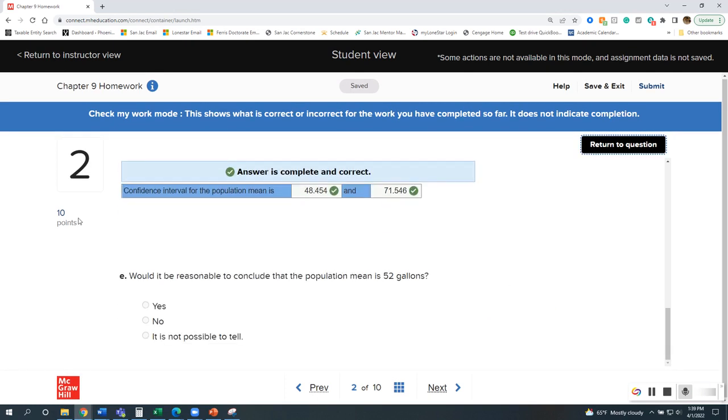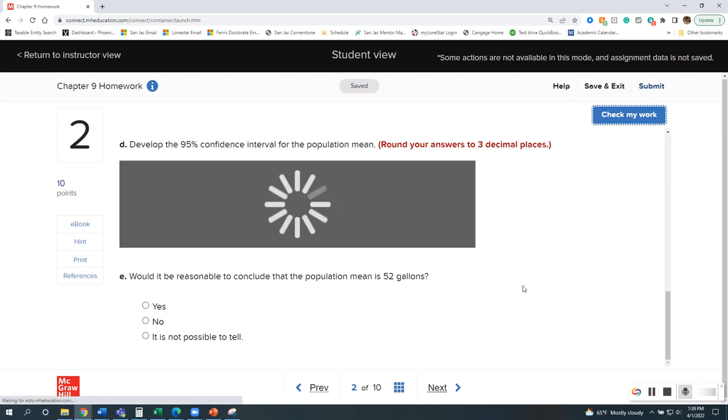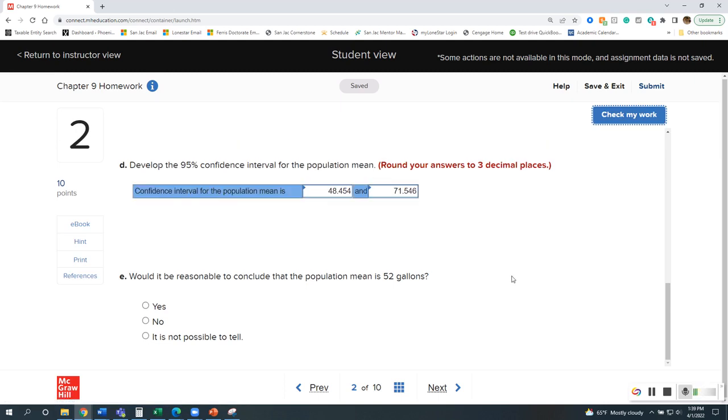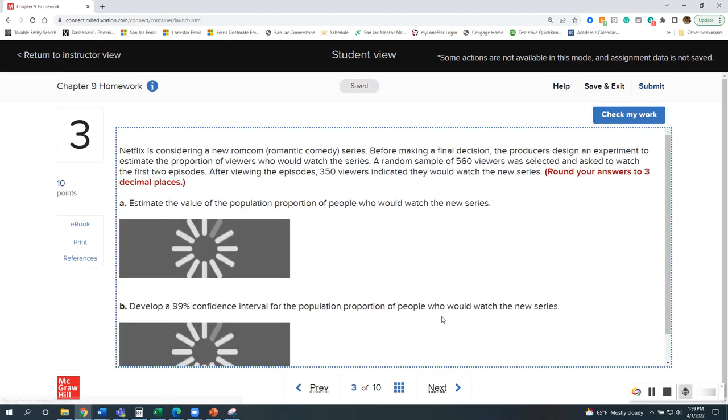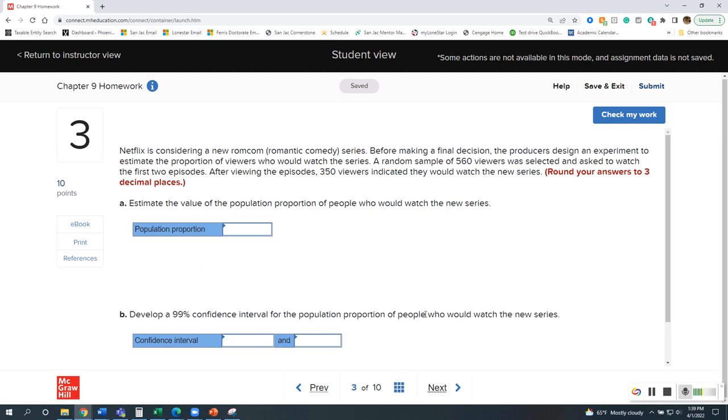And then it's going to ask you the question, is it reasonable that the population mean could be 52 gallons? I think y'all can figure that one out. Because again, that's multiple choice, and I'm not going to do multiple choice answers. But I do want you to understand if it is or not. So, make sure when you answer that, why is it like that?